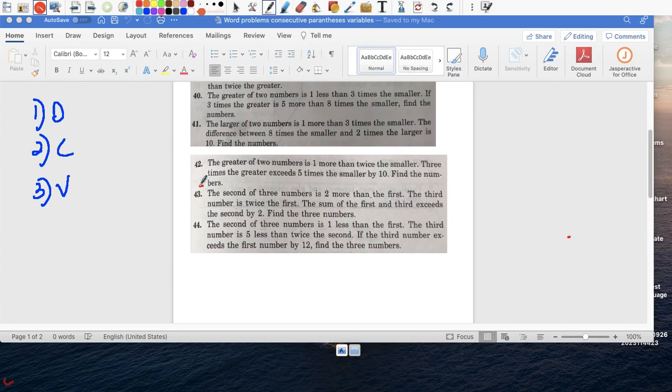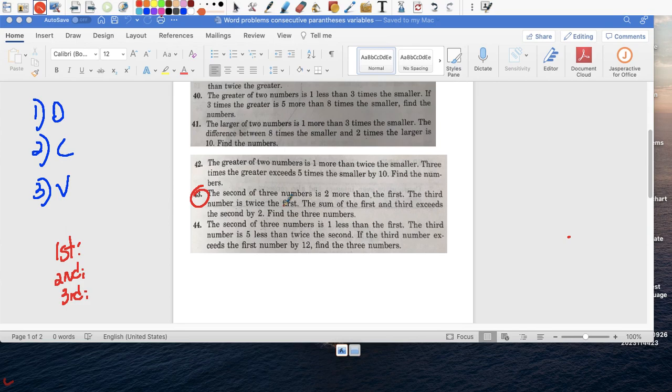The second of 3 numbers is 2 more than the first. The third number is twice the first. The sum of the first and third exceeds the second by 2. Find the 3 numbers. All right, so we have 3 numbers. First number, second number, and third number. So let's identify them. The second of 3 numbers is 2 more than the first. The third is twice the first.